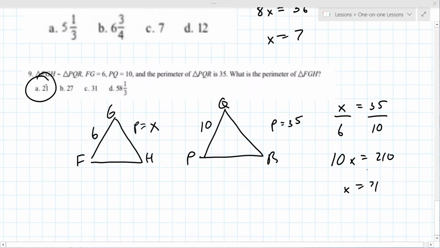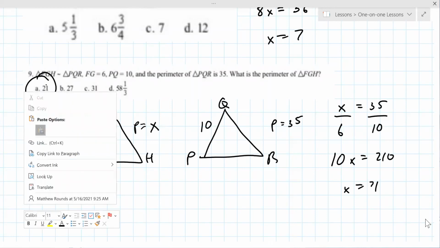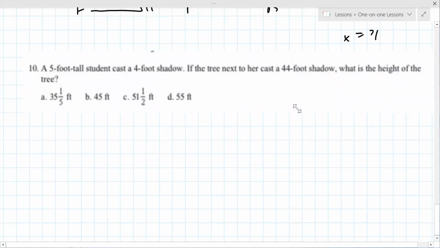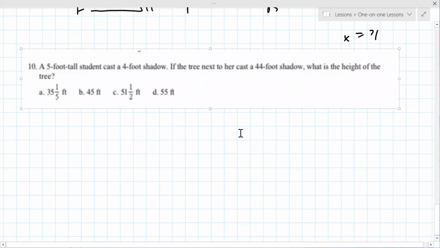Great. Okay, let's move on to number 10, and keep charging through this. A lot of these problems are very similar. You're setting a proportion, then you're solving it. So if you can write the correct proportion, you're going to get the correct answer most of the time.